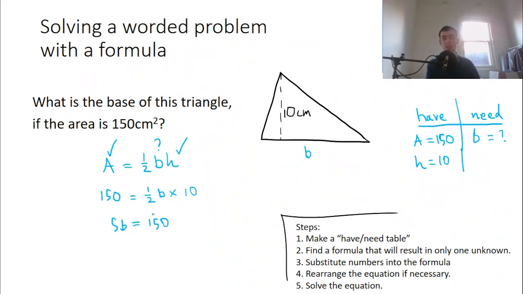Okay, now we need to get rid of this 5, so how do we do that? This is 5 times B, so you do the opposite, which is dividing. And so these will cancel out, and you'll have B equals 150 over 5, which is 30. And there we go.